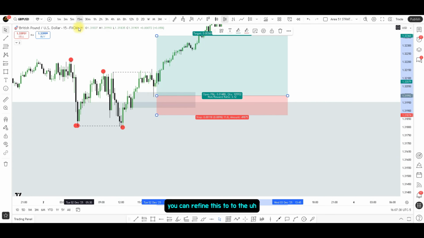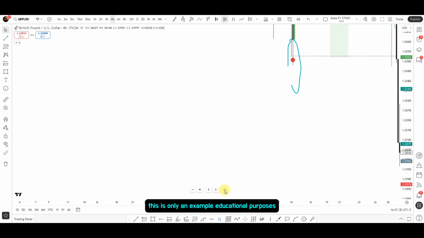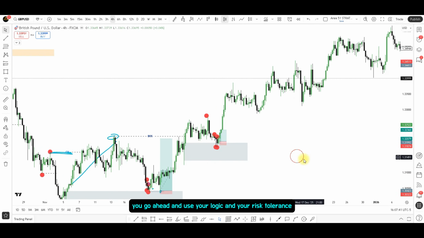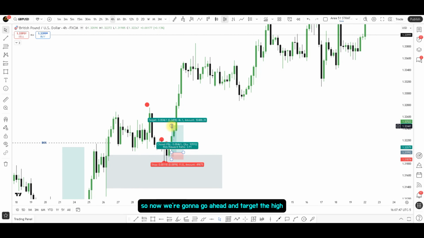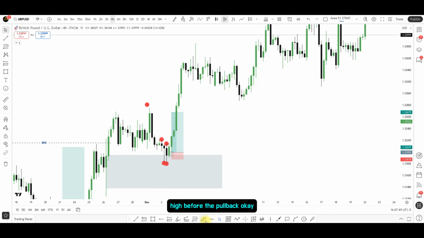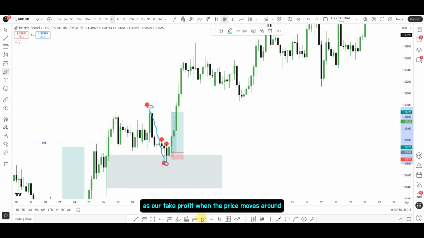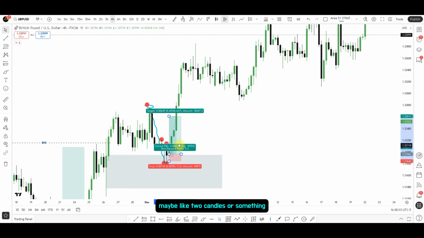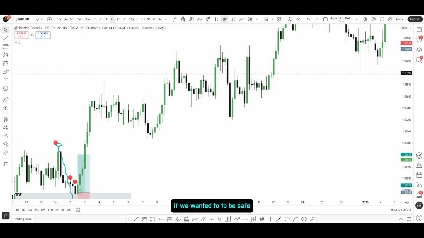You can refine this in the lower 5-minute time frame or the 1-minute time frame if you want to be more aggressive. This is only an example, educational purposes. You go ahead and use your logic and your risk tolerance. So now we're going to go ahead and target the high before the pullback. This pullback came from here, so we're going to target this as our take profit. When the price moves around maybe 2 candles or something, we're going to set our stop loss back to our entry if we wanted to be safe.